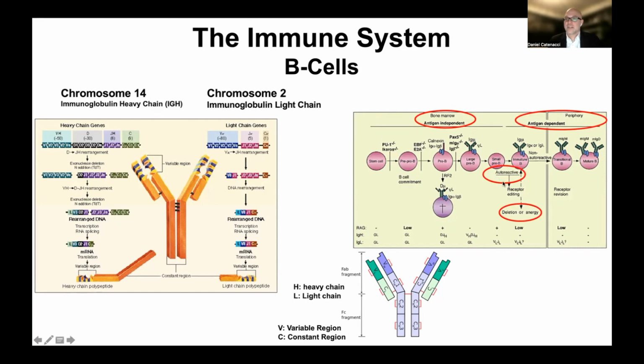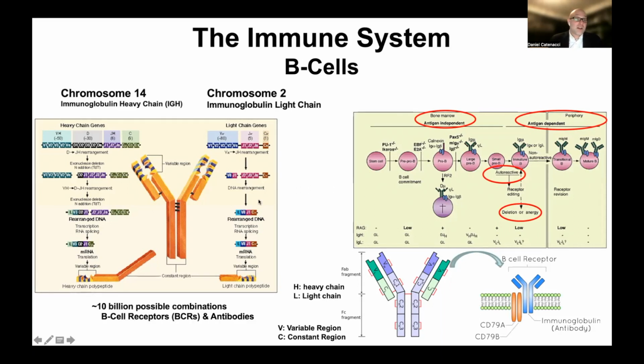They're not selected. They don't need a positive selection, like they don't have to be able to bind to MHC 1 or 2 like T cells. So most of it is just negative selection. They're getting rid of these ones that are too reactive. And then the remainder of them get out into the periphery. And as I mentioned, the antibody sits as a receptor in the cell membrane.